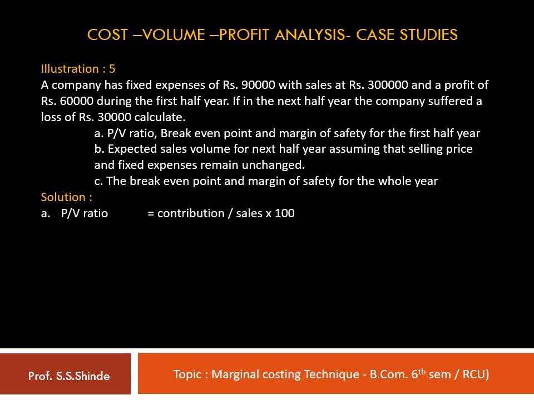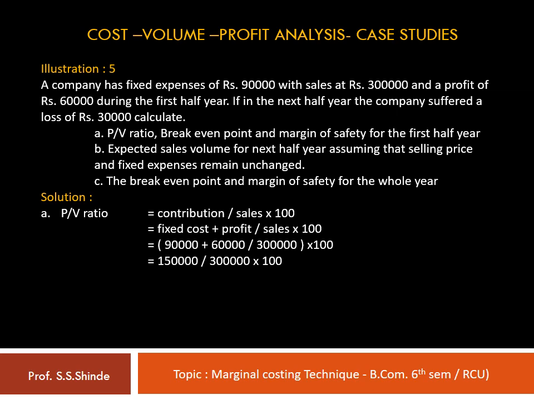So let's calculate the PV ratio, that's equals to contribution divided by sales, and we multiply it by 100 to convert it into percentage. Therefore, fixed cost plus profit divided by sales into 100. So fixed cost given to us is 90,000 plus profit for the first half is 60,000 divided by sales in the first half of the year, that is 3 lakh, into 100 to convert into percentage. So that's equals to 1,50,000 divided by 3 lakh into 100. That's equals to 50%. So the PV ratio is 50% in the first half.